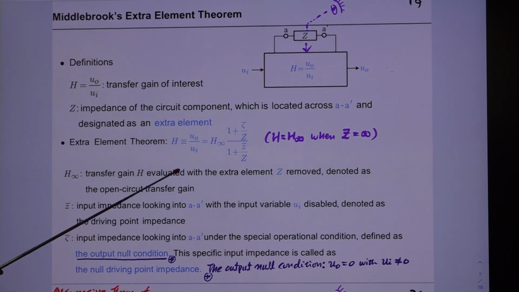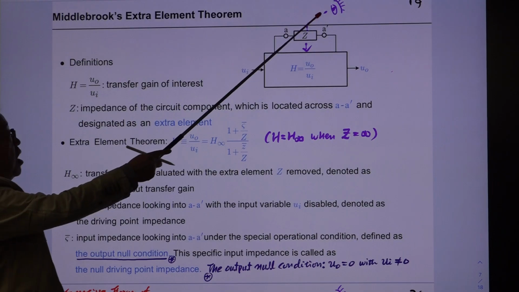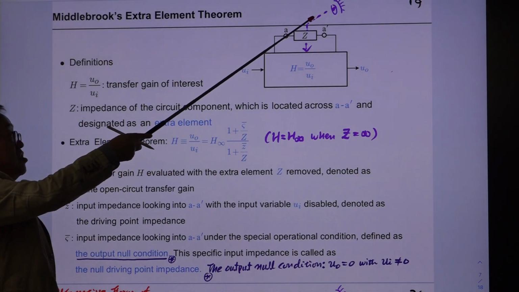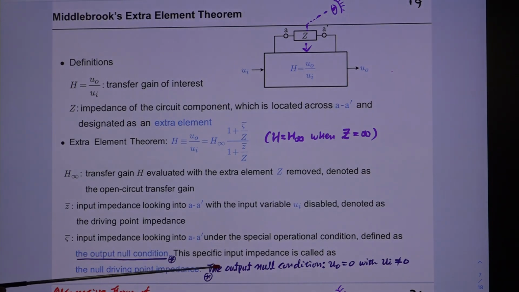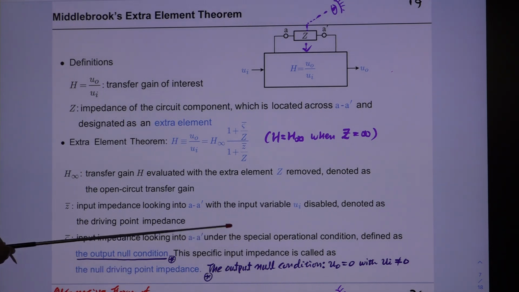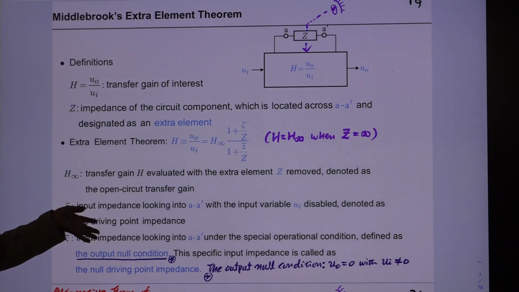Under this condition, you can still evaluate the driving point impedance looking into this path, named the null driving point impedance, and it's called zeta bar. I'm sorry, this is G bar, this is zeta bar, right? Not easy. This is a conceptual illustration, all right? Okay, previous semester, my students and I all struggled with this problem.